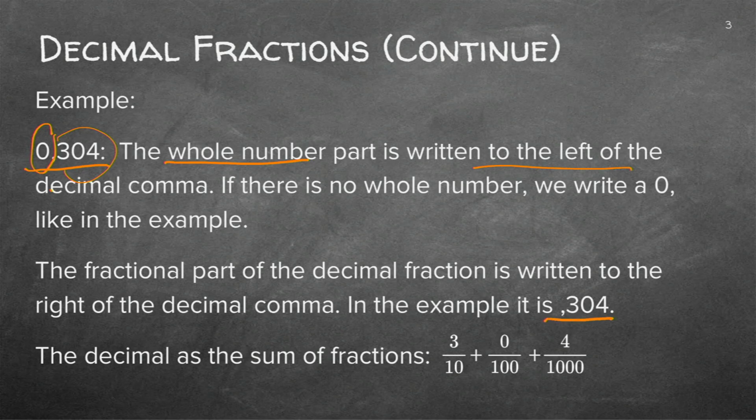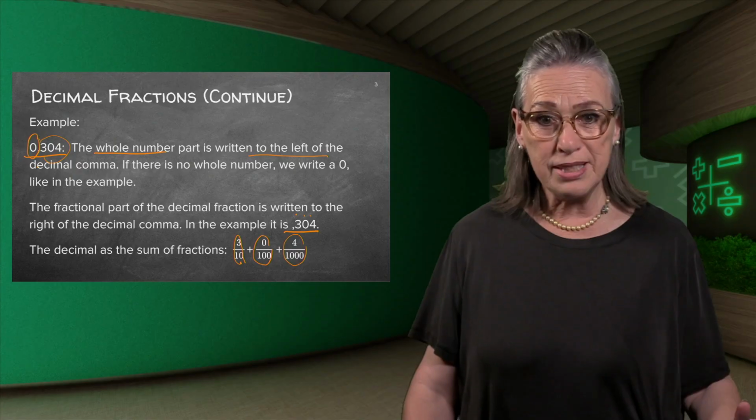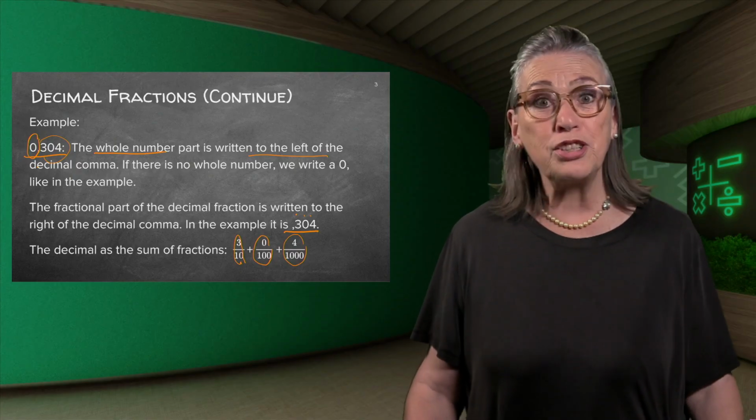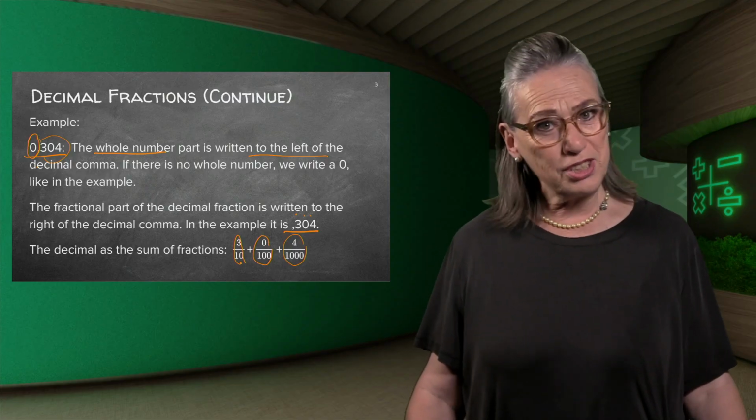304. So if we have to do the sum of the fractions, we're going to say 3, remember it's 10, 100, 1,000. So it's going to be 3 over 10 plus 0 over 100 plus 4 over 1,000. If you think you don't understand, that's the beauty of this video. Just pause, read over it again and make sure that you understand, and then we just continue.